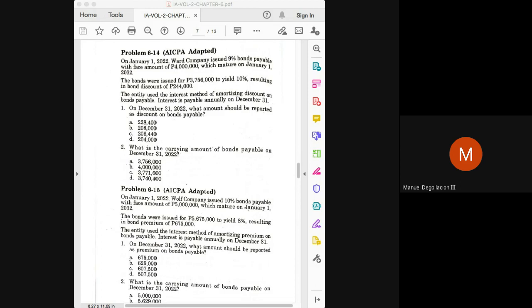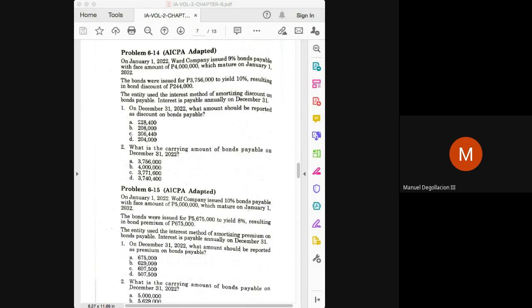Okay. So all in all, you basically have two kinds of obligation here. Number one, the obligation to pay interest, and number two, the obligation to pay the principal or the face value upon maturity. The interest is paid periodically, meaning it is not just paid one time. It is not just paid in 2032. In this case, every year. Okay, as stated here, interest is payable annually on December 31. Every year, you will pay interest on December 31.